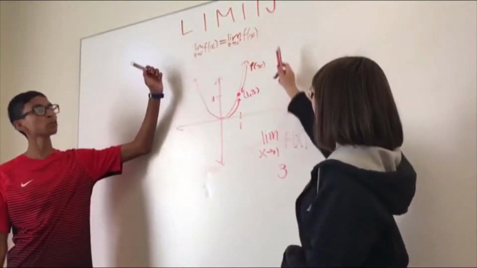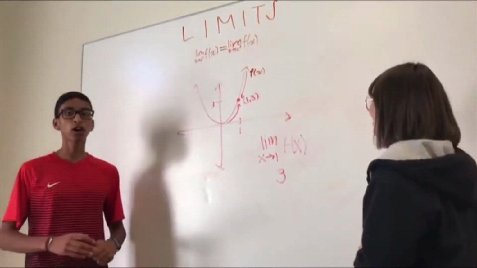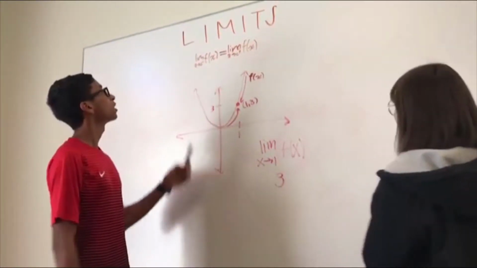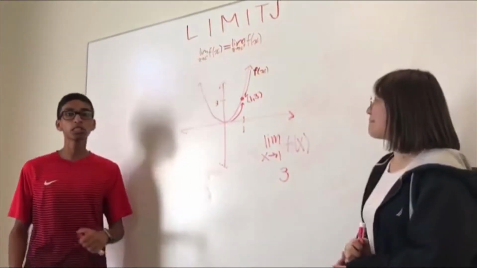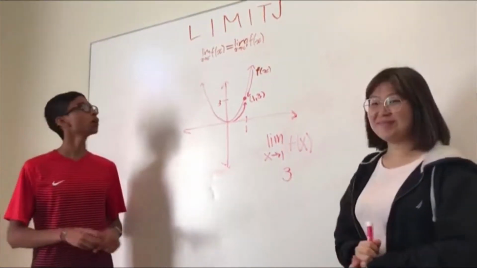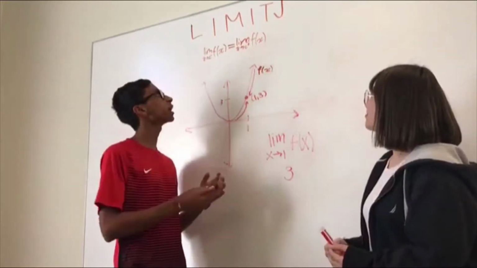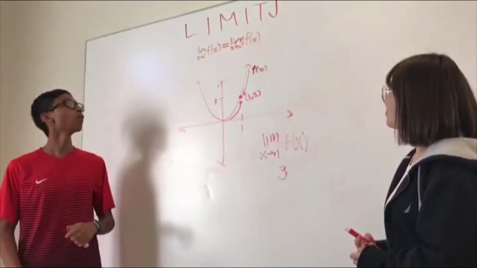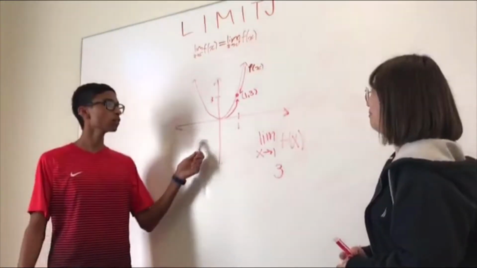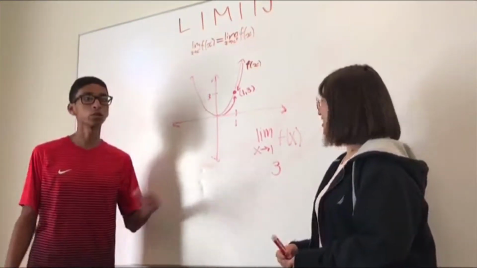We are here to explain to you about limits. Now let's start off with the definition of a limit. The limit as x approaches c for any point on a graph, on the left side of the function f of x, has to equal the limit as x approaches c on the right side of that same function. So here we have a graph that Jacqueline will explain.